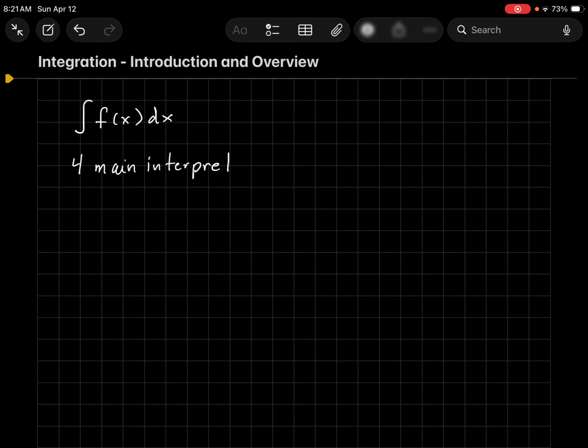And the interpretations overlap each other. But we will break them apart to see these different interpretations and also see some of the overlap as we go along. Couple quick notes. This notation is what we call an indefinite integral.